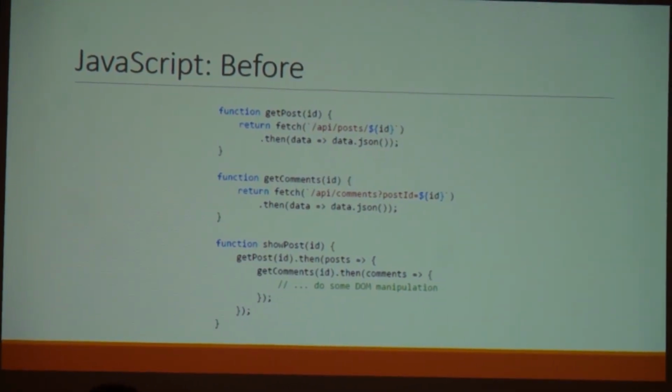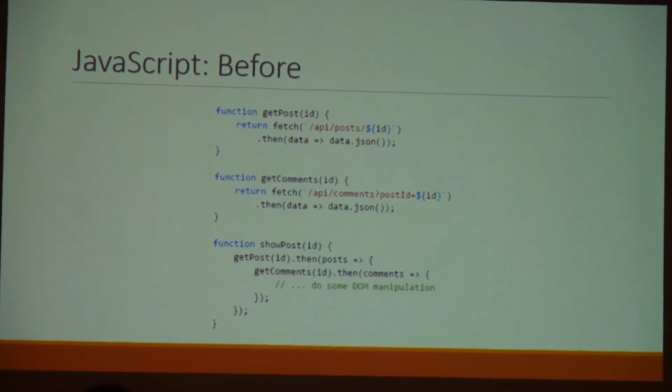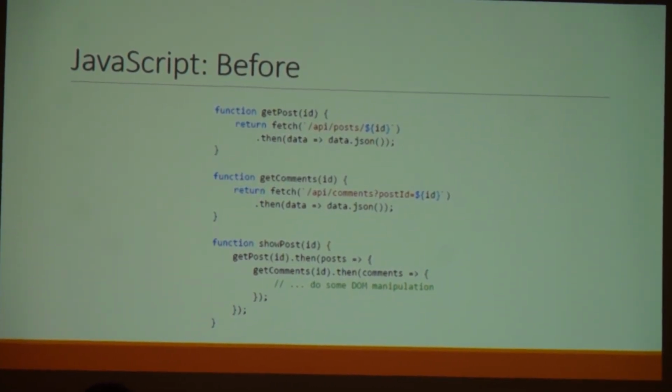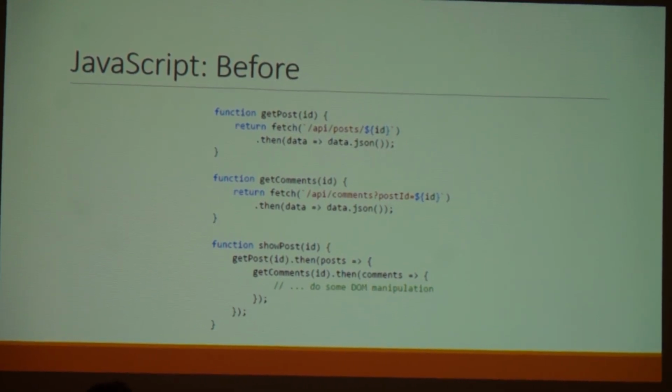JavaScript, again, a before and after. Even though it's before, I'm using some ES6 features like lambdas, string interpolation, and the fetch API. Here we've got two functions: getPost and getComments. You guys have probably seen code like this in JavaScript: getPost.then, and then we get our posts back, and then getComments.then comments, right? So you get the nested lambda effect.